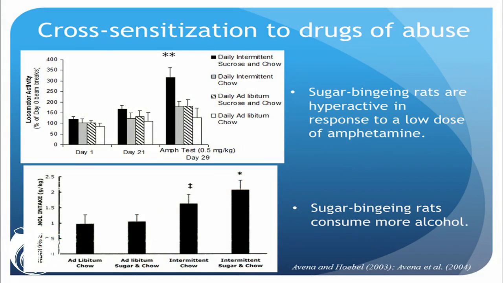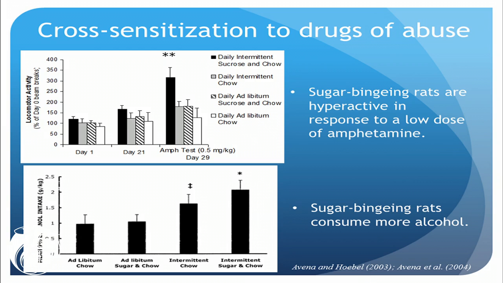We've also looked at whether or not cross-sensitization between overconsuming sugar and drugs of abuse exists. What we found is that if animals have a history of overeating sugar and then we simply take the sugar away and instead give them a very low dose of amphetamine, which is a potent dopamine agonist, we find that these animals who have been on sugar now, if they're given amphetamine, are very hyperactive in response to it in terms of how much they're running around their cages.